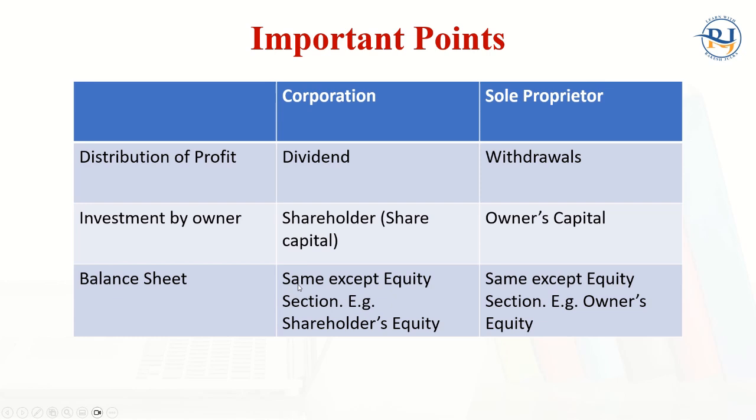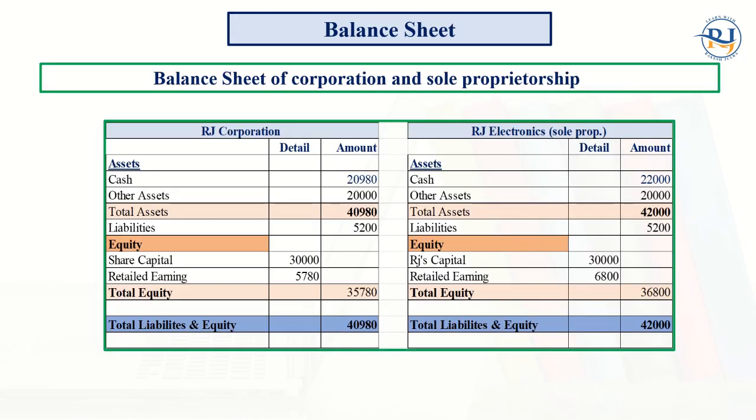Balance sheet is the same, there is no difference at all, except the equity section, meaning shareholders' equity, right? So there will be shareholders' equity, but in case of the sole proprietorship, there will be RJ's capital account, meaning owner's equity. Now look at the balance sheet. Here, for example, the assets are here and the equity is here. So assets and equity; this is the asset side of the RJ Corporation. We have here cash, other assets, then the total is this much.